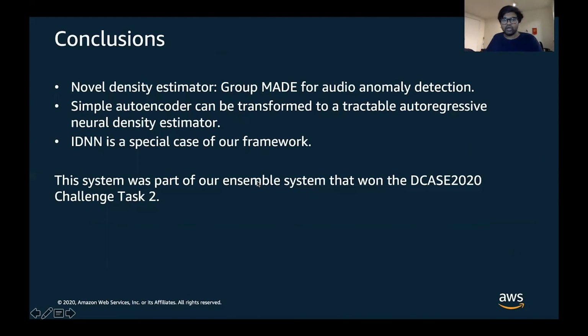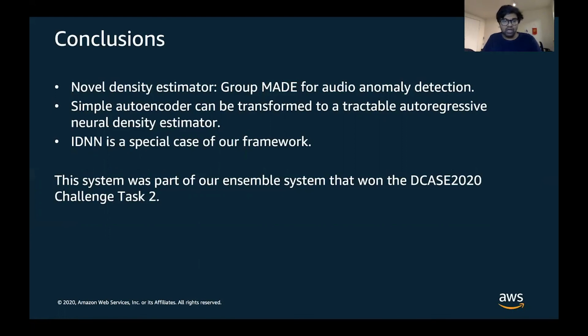Finally, to conclude my talk, what we did in this work is a density estimator, group masked autoencoder for audio anomaly detection. We showed that a simple autoencoder can be transformed into a tractable autoregressive neural density estimator. And by introducing this group masking, you can basically choose your own ordering and design your group mask. We also experimented with 3 different orderings, and if for the physical system you need a different ordering, you can implement that too. We also showed that the interpolating deep neural network is essentially a special case of our framework.